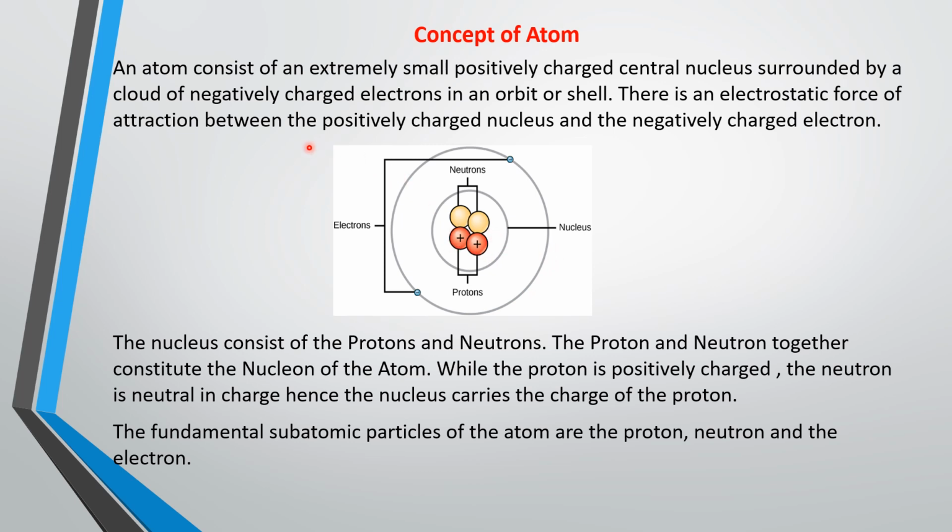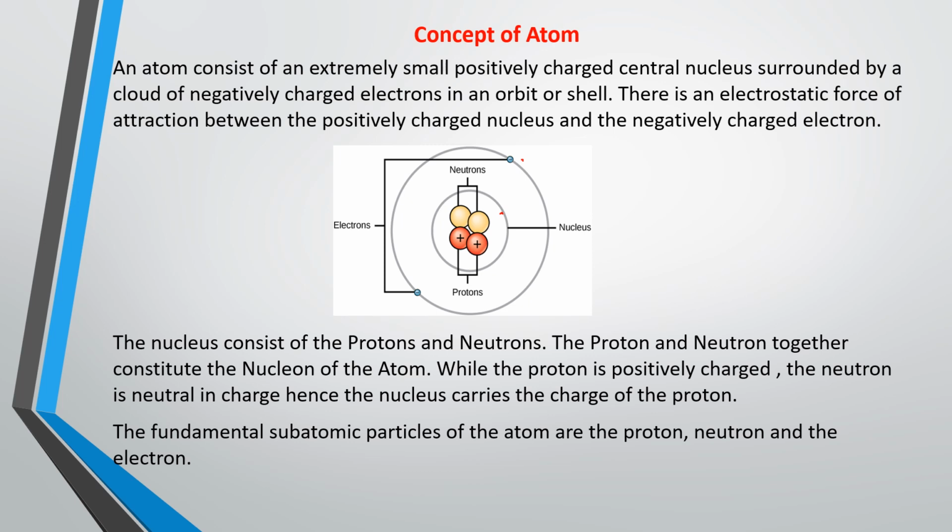So an atom consists of an extremely small positively charged central nucleus. This is the nucleus of the atom, and that is surrounded by electrons. These are the electrons that are surrounding the nucleus. These electrons are negatively charged, and they are like in orbits or shells around the nucleus.